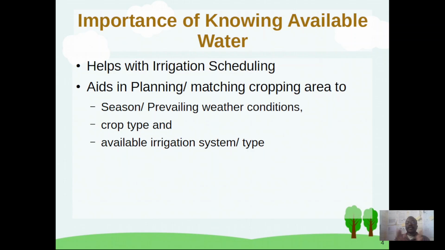So knowing available water helps with irrigation scheduling, and it also aids in planning when we try to match our cropping area to our season, whether it's the hot season or the winter season, or the crop type we are going to be growing, or the available irrigation system or type we are going to be using.